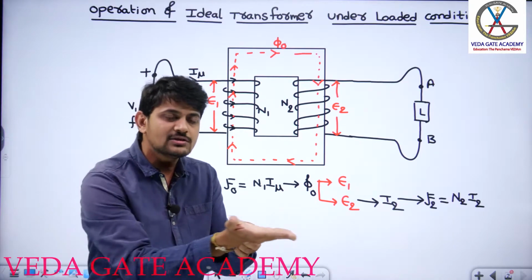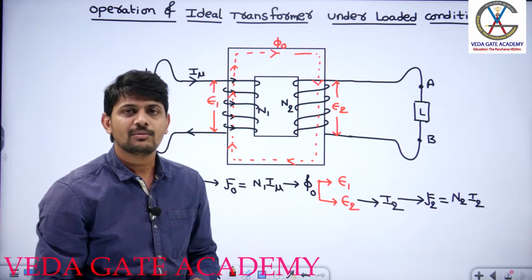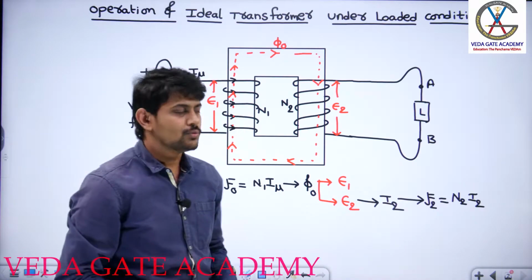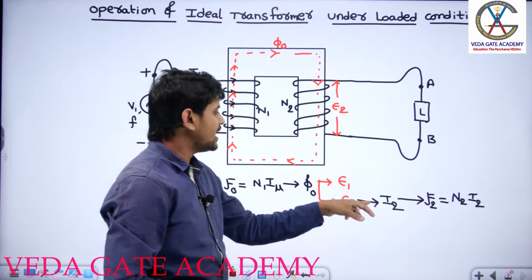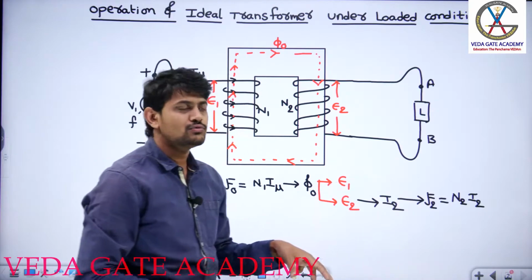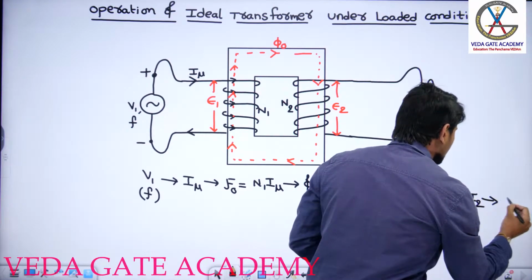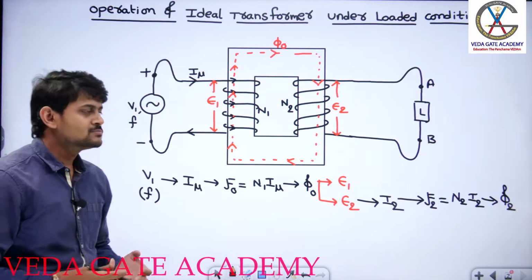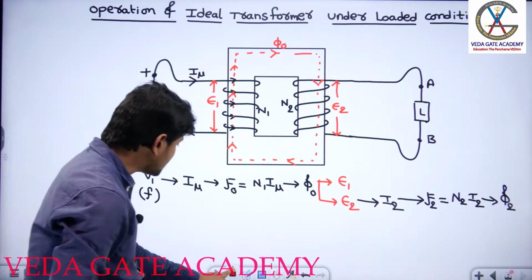Because whenever current is allowed to flow through any winding or conductor, you are going to get magnetic flux lines around the winding. Here we are allowing current I2 through these N2 turns. Because of this current I2 flowing through N2 turns, Ampere's law comes into the picture, and one more flux phi2 will be produced. Now what is the direction of this flux?